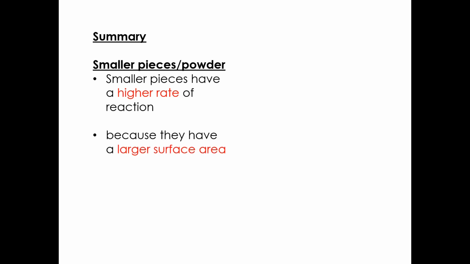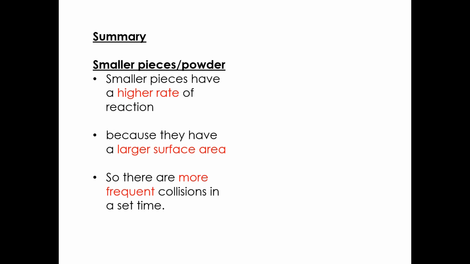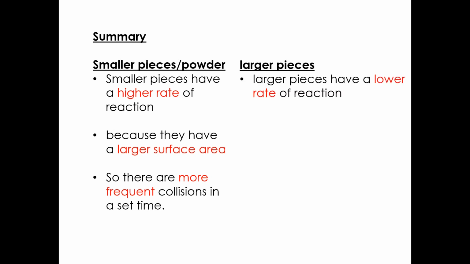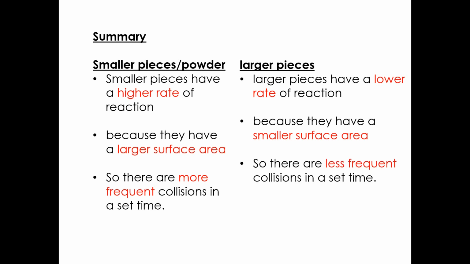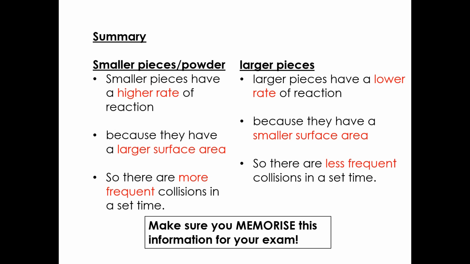That's because they've got a larger surface area, so there'll be more frequent collisions in a set time. Larger pieces have a lower rate of reaction because they've got a smaller surface area, so there will be less frequent collisions in a set time. And these are ideal answers to a 3-mark question on your exam, so make sure you actually memorise this information.